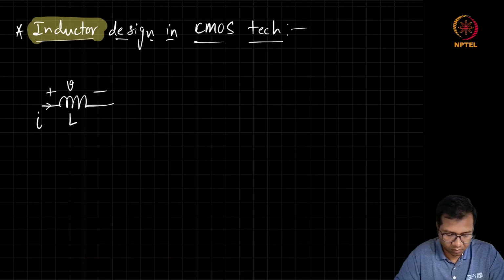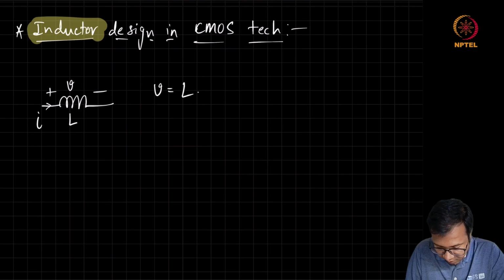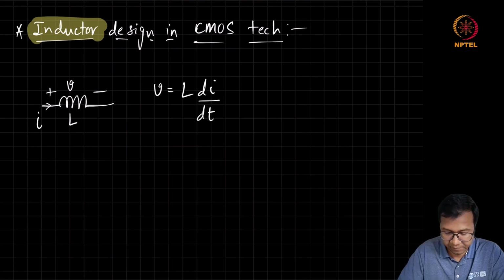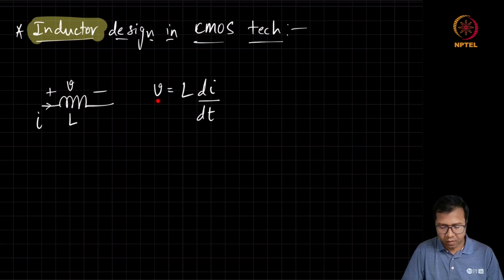Let's see this symbol of the inductor, and the voltage and current for this inductor are related as V equals L di by dt. So the inductor develops a voltage every time the current is trying to change, and this is happening because there is a magnetic field associated with the inductor whenever there is a current flowing through it. In general, any circuit element which has a magnetic field associated will show this kind of inductive behavior.